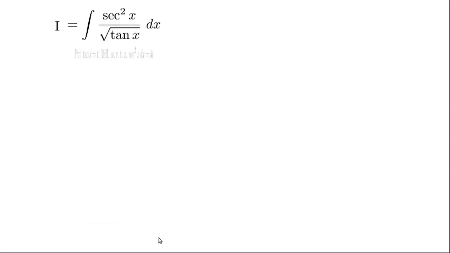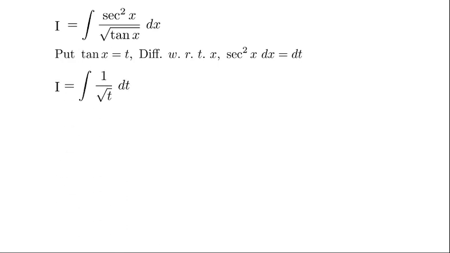And now we put tan x equal to t. Sec square x dx is dt. So the problem simply reduces to integration of 1 upon root t dt. And integration of 1 upon root t is 2 root t. And put back the value of t. So we get I equal to 2 root of tan x plus c.